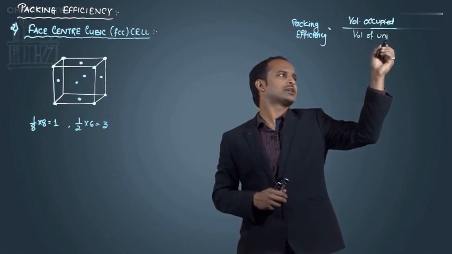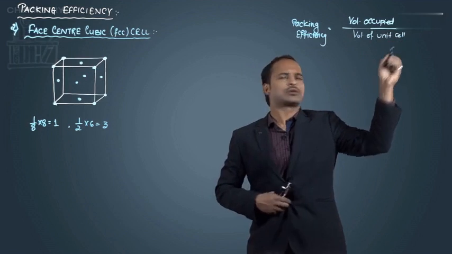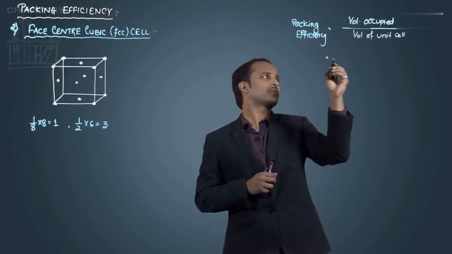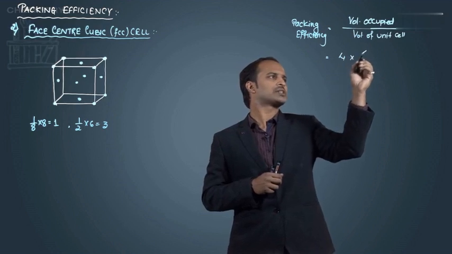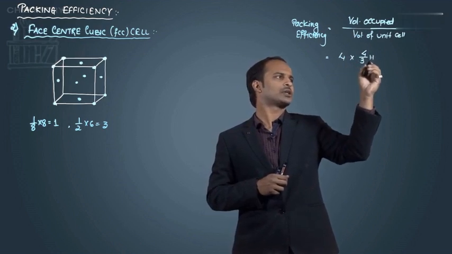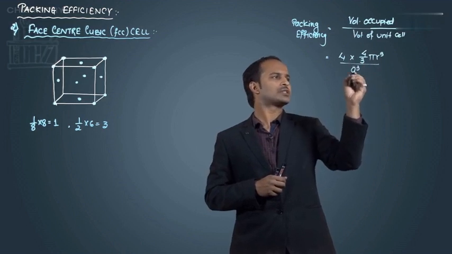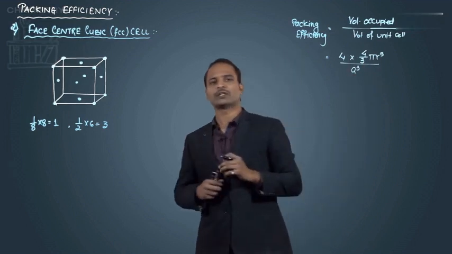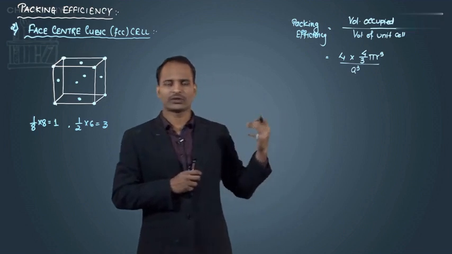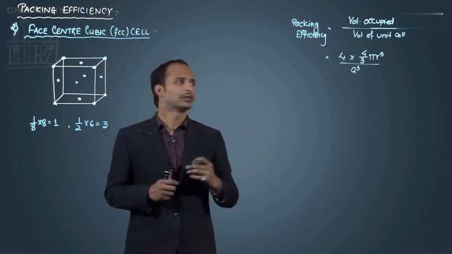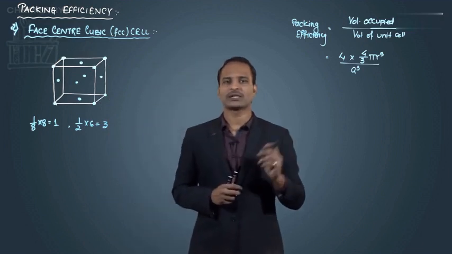Again the unit cell here is the face centered cubic cell. So the volume occupied by the 4 particles, which are spherical in shape, is 4 by 3 pi r cube, upon the volume of the unit cell, which is a cube. Again I want the relation. If you want to solve it, you have to find the relationship between a and r, where a is the edge length and r is the radius.